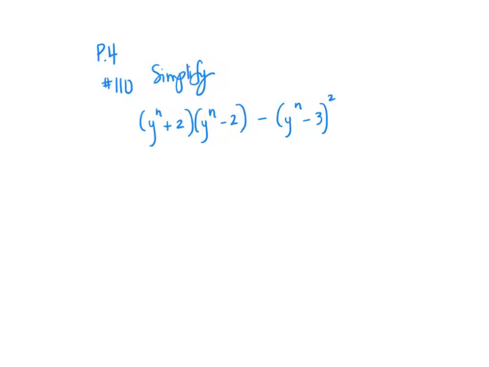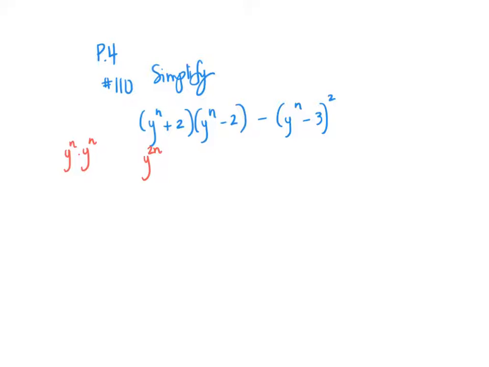Okay, on 110, you are multiplying binomials. So I started with these first two binomials, so you can FOIL. When you FOIL, you may need to go over to the side: y to the nth times y to the nth, you're multiplying by the same base. So that's going to give you y to the 2n, because when you multiply by the same base, keep that base and add those exponents.